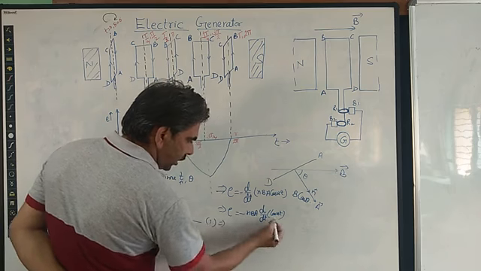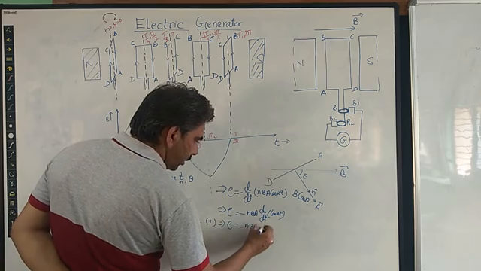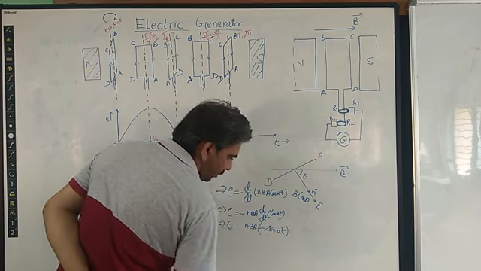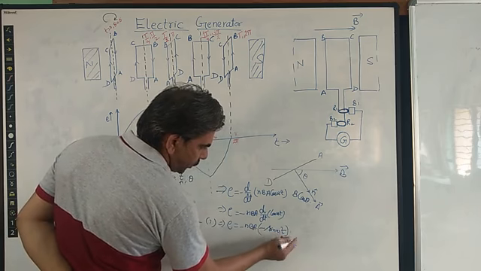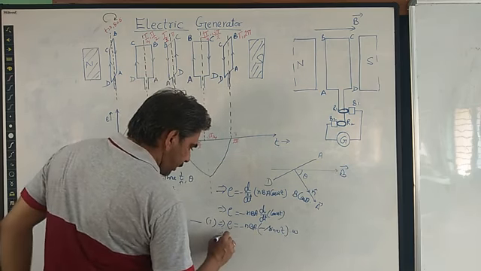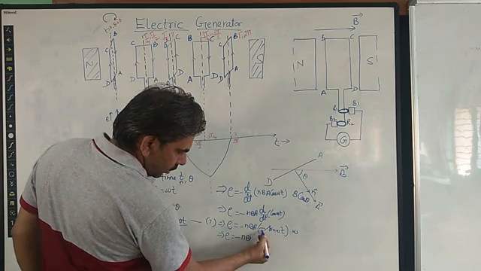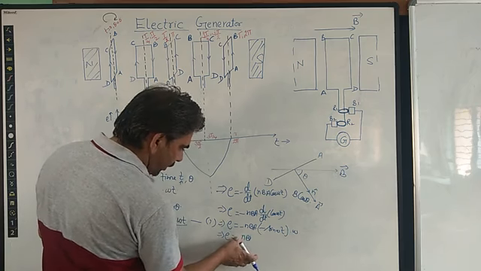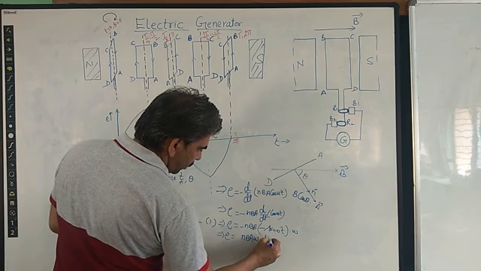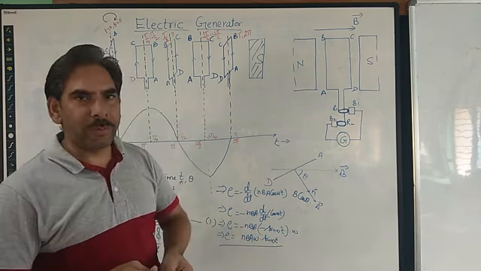By mathematics, the differentiation of cos omega t is minus sin omega t, times, since we also differentiate omega t with respect to time, omega. So we can write it in one single line as, this minus sign will neutralize the other minus sign, so it will be just N B A omega into sin omega t. So this is the value of induced EMF at any time t.